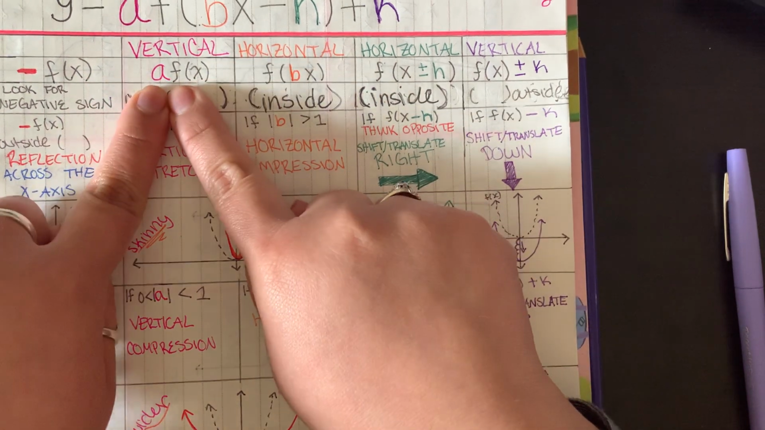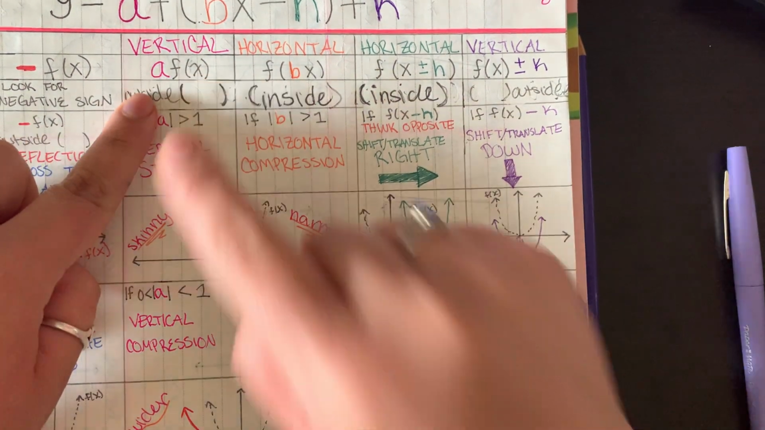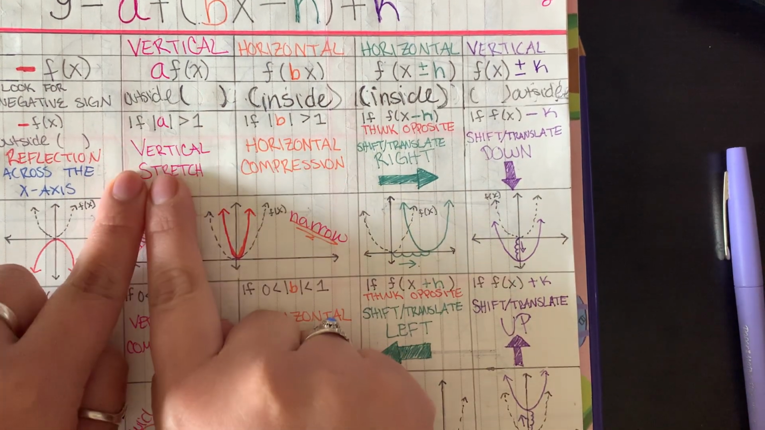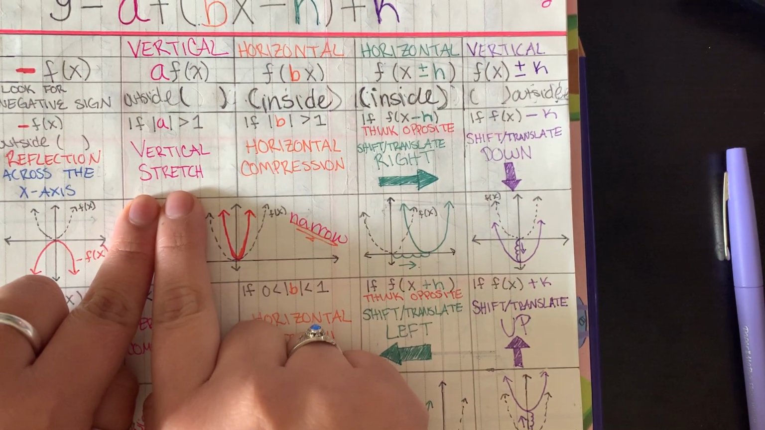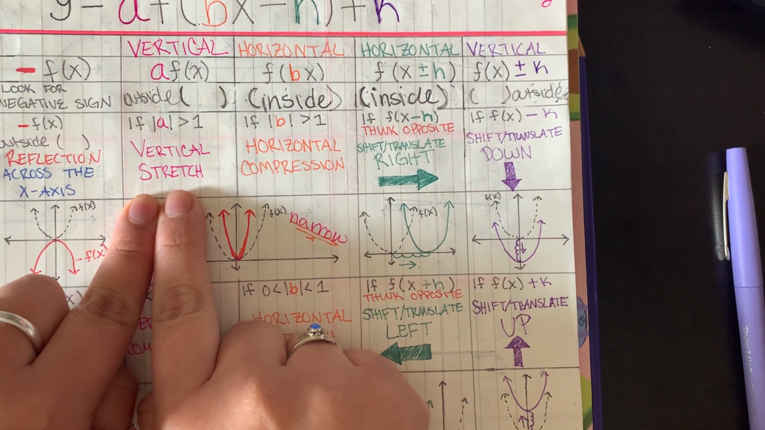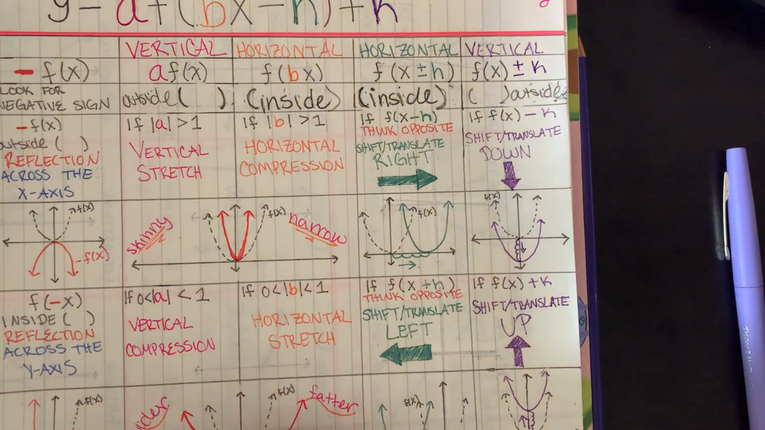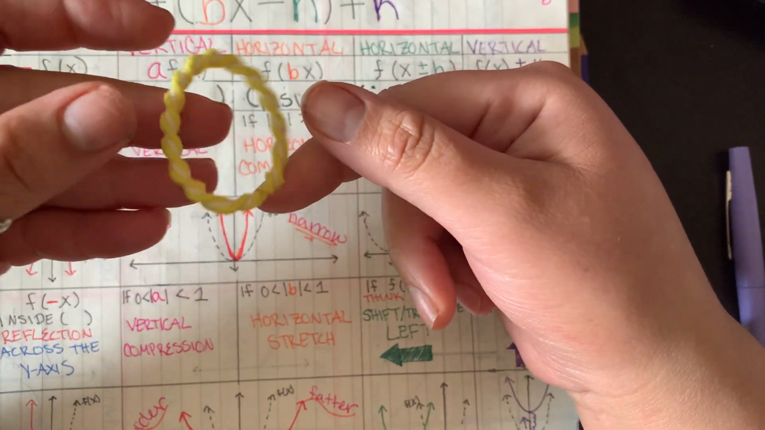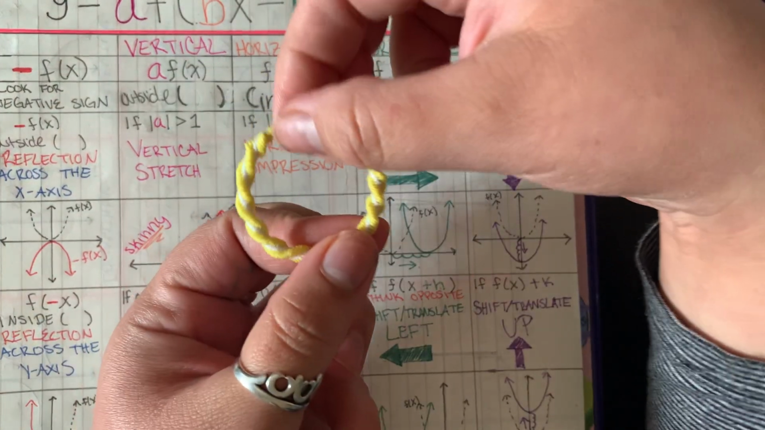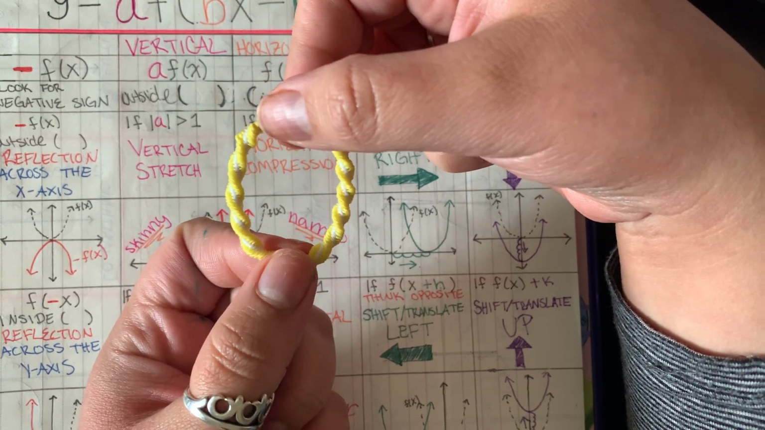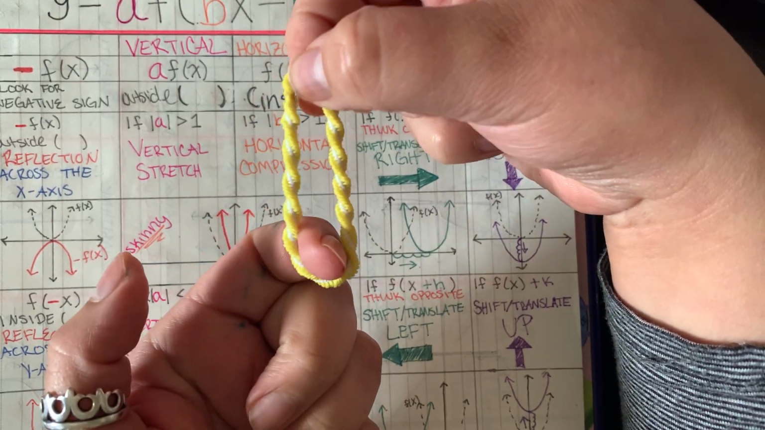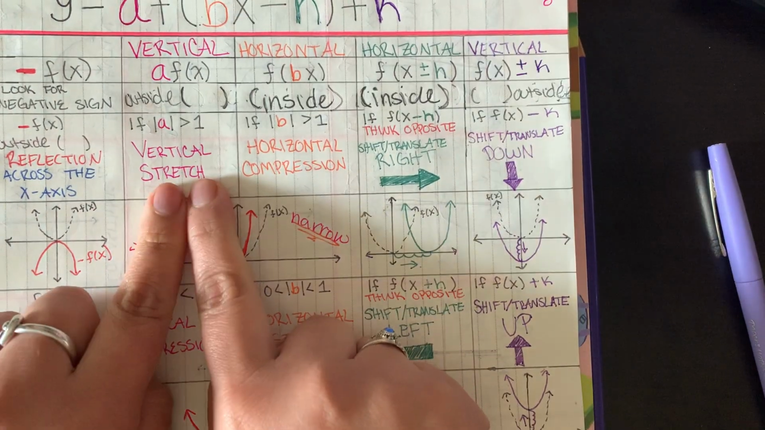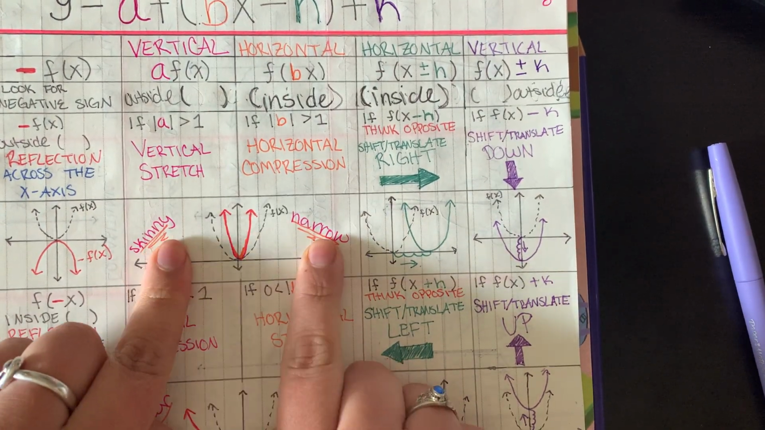So right here we have A, and it's multiplying the whole function itself, right? And it's going to be outside the parentheses. If A is greater than 1, then it's going to be a vertical stretch, right? And if we think about what a vertical stretch looks like, if I grab this circle looking band looking thing, and I place my hands vertically, that's up and down, and I stretch it, the opening here is more narrow, right? So a vertical stretch: skinny, narrow.